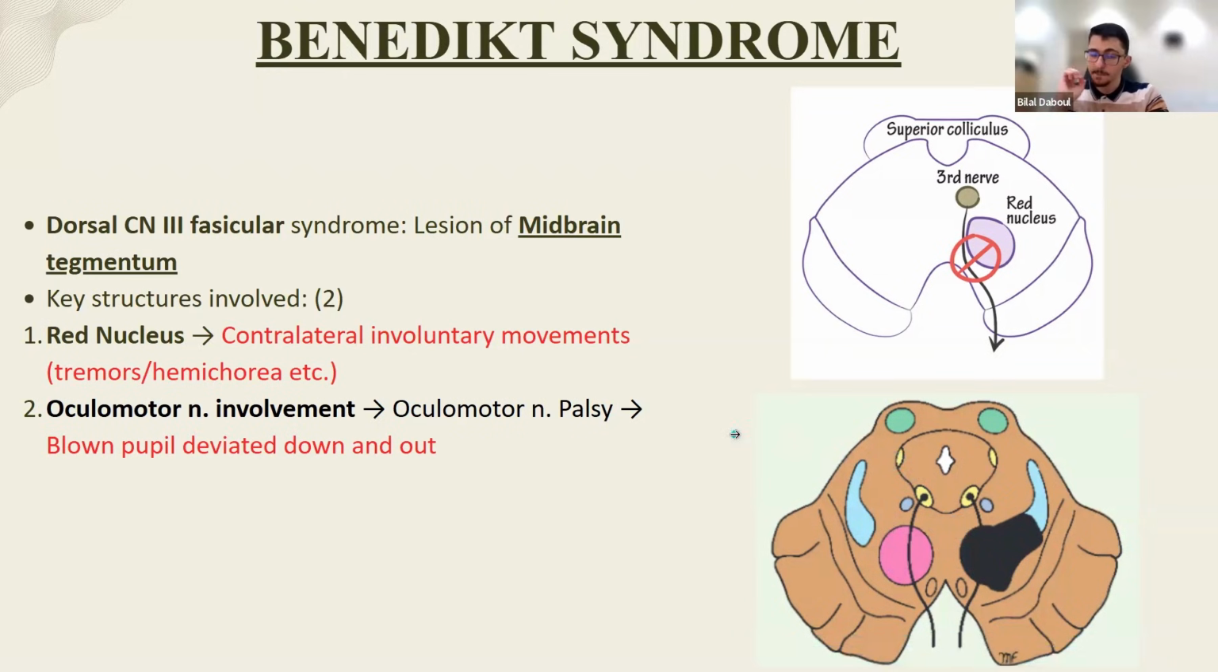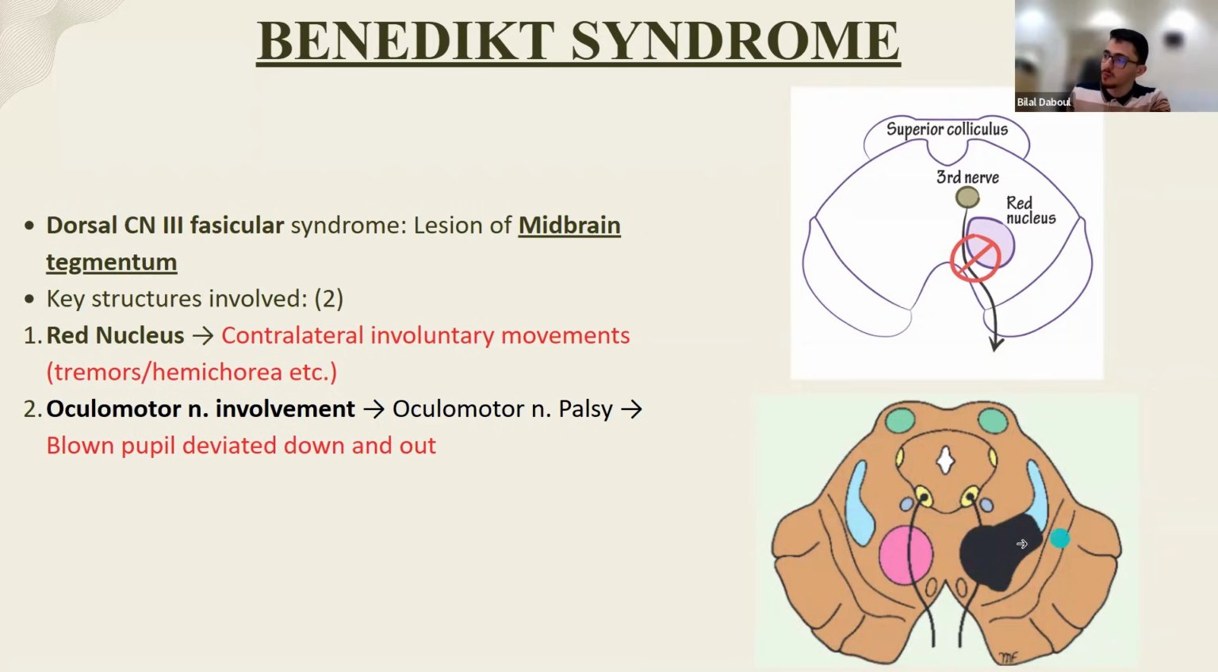I mentioned this previously. If you have a lesion that involves the red nucleus, what is the clinical deficit or the functional deficit that will result from this lesion? Think. You would have contralateral tremors, contralateral involuntary movements, because the red nucleus is typically involved in regulating voluntary movement on the opposite side, and hence the two structures you need to recall.